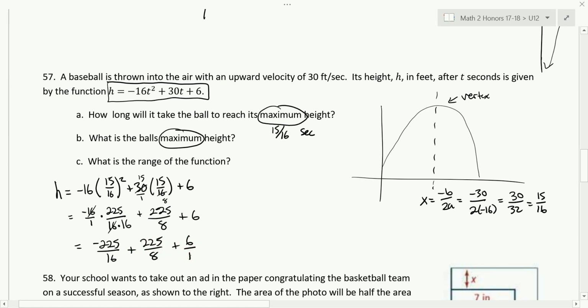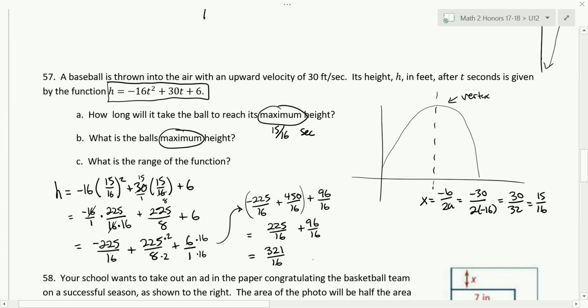And we need a common denominator to add fractions. So the second fraction I'm going to multiply by 2 over 2. The last fraction I'm going to multiply by 16 over 16. And I get negative 225 over 16 plus 450 over 16 plus 6 times 16 is 60 plus 36, so 96 over 16. If I add the first two, I get 225 over 16. And 225 plus 96 is 321 over 16. So yes, it's a little bit of work with the fractions.